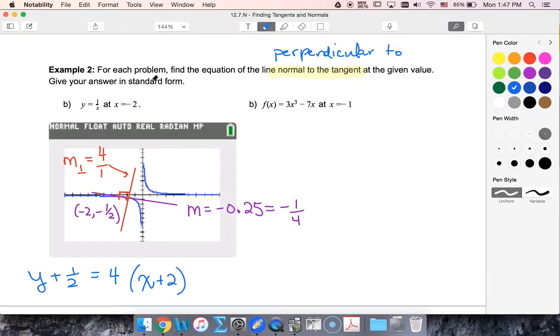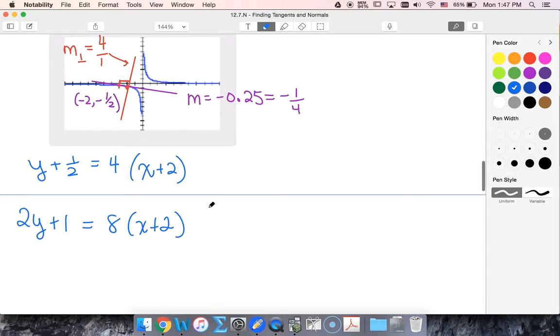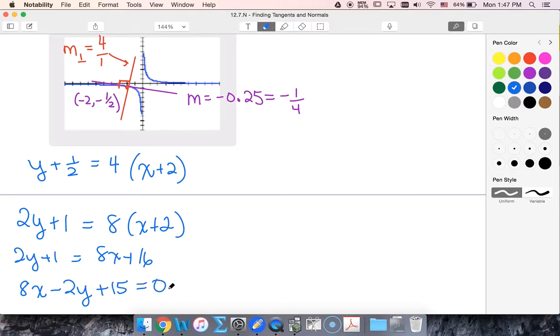We want our equation in standard form. So I want to get rid of this half, so I'm going to multiply everything by 2. 2y plus 1 equals 8, x plus 2. So as soon as I multiply this side by 2, the 4 turns into 8 and I've done my multiplication. Now I can distribute and rearrange. 2y plus 1 equals 8x plus 16. When I rearrange it, 8x minus 2y plus 15 equals 0. So that's the equation of this line.